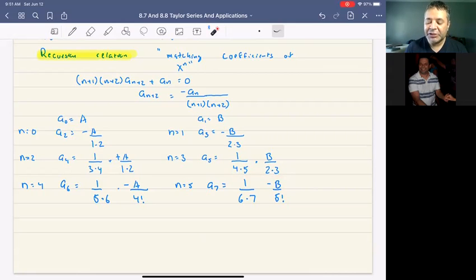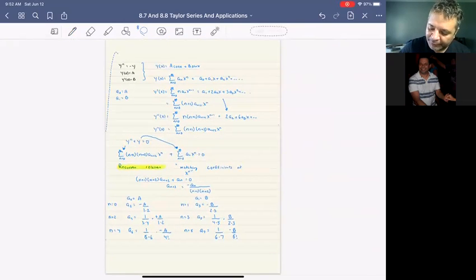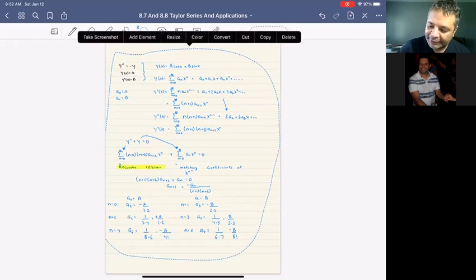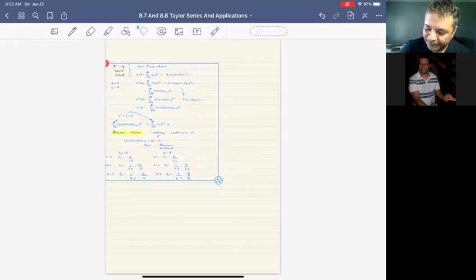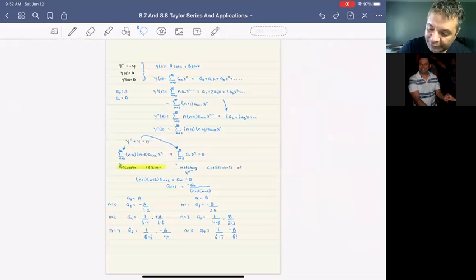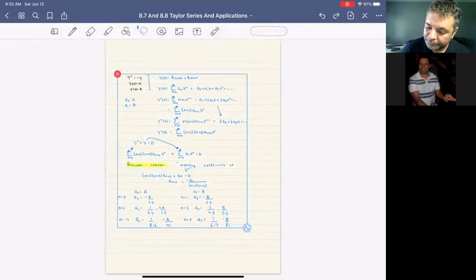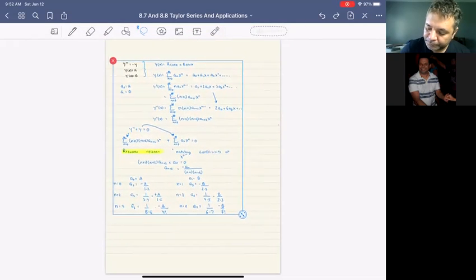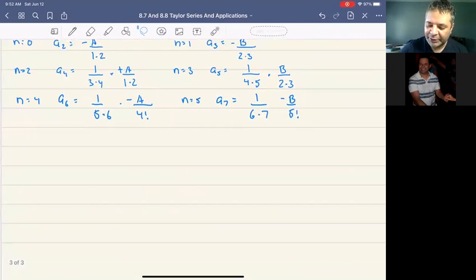So we sort of have what our a sub n's are going to be. Make a little more space. Sorry about that. I think I went off the edge there. There we go. We can zoom in.